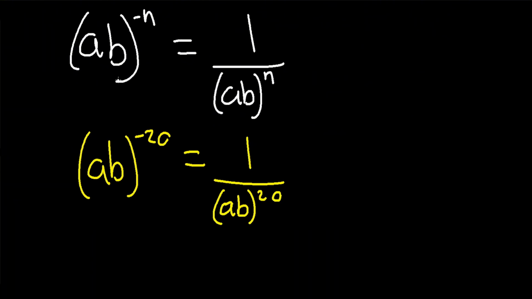Our seventh property says that if inside the brackets we have a product of a and b, and that's all to the power of negative n, then that's the same as 1 over, inside the brackets, a times b all to the power of n. With the example, we have inside the brackets a times b all to the power of negative 20, which is going to be written as 1 over inside brackets a times b to the power of 20. If you notice, all we did there was give b a coefficient of a. In all the cases, negative integer exponents still hold.